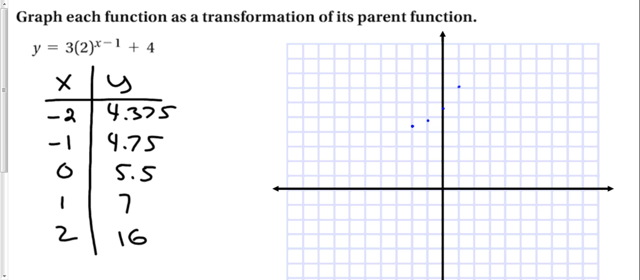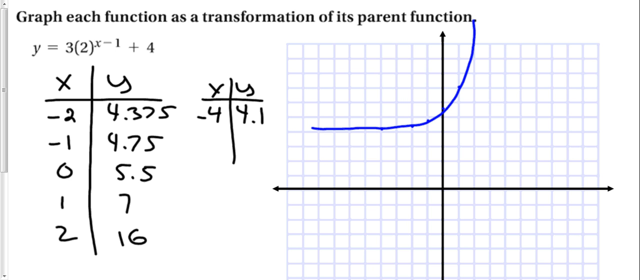I can go back a little bit if I want to. Just to get an idea, let's plug -4 back into this function. That gives me 2 to the -5 times 3 plus 4. Okay, so -4, 4.1, boom. That gives me a much better idea. And here's my graph. It looks like this is going to be the asymptote right there. And it goes up like that.